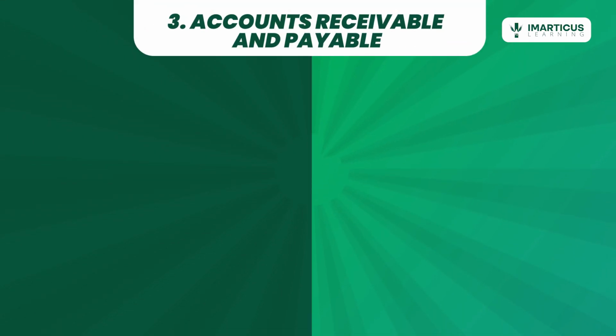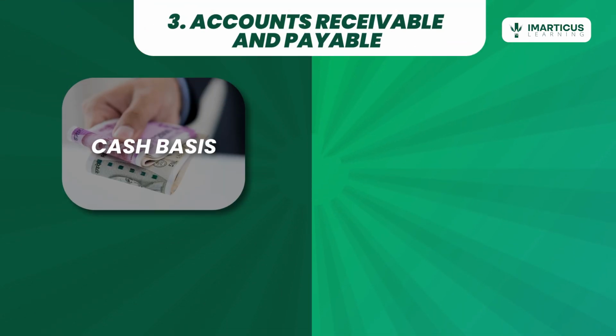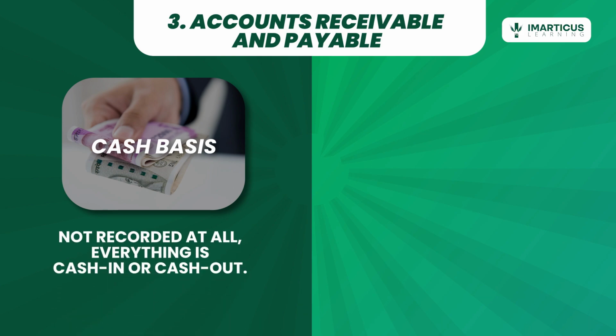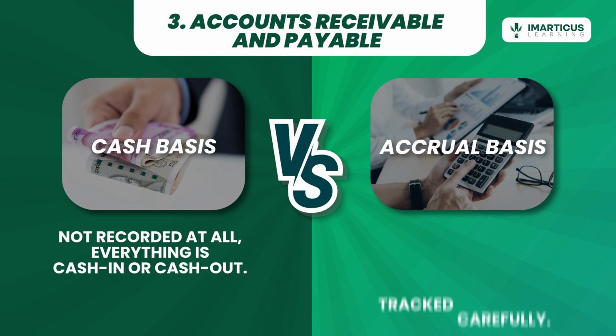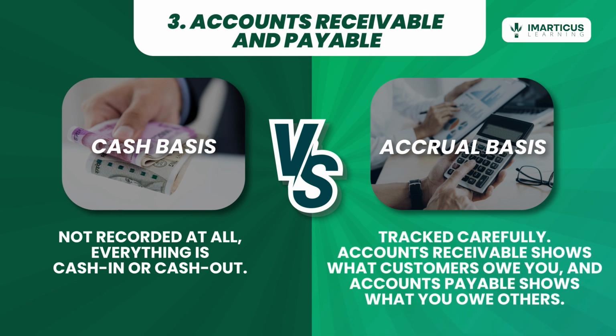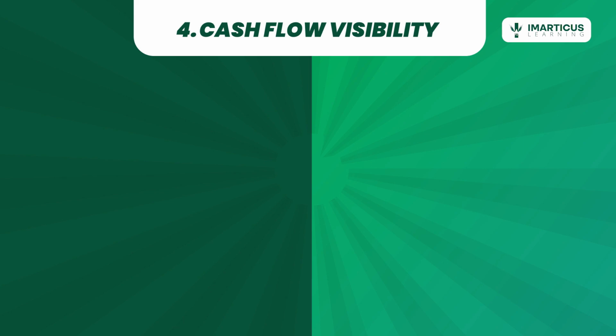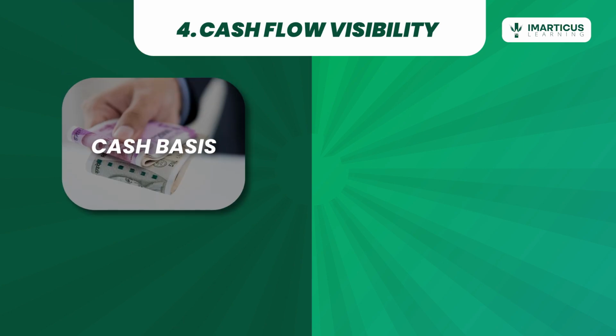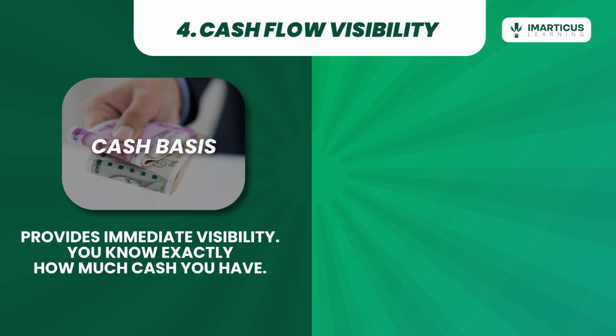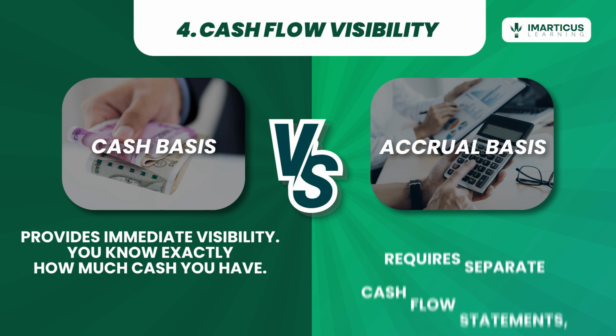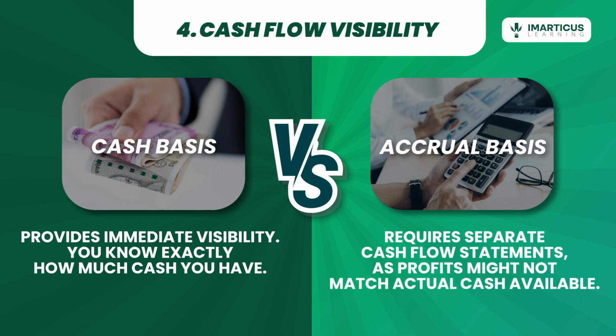Third, accounts receivable and payable. Cash basis. Not recorded at all. Everything is cash in or cash out. Accrual basis. Tracked carefully. Accounts receivable shows what customers owe you and accounts payable shows what you owe others. Fourth, cash flow visibility. Cash basis provides immediate visibility. You know exactly how much cash you have. Accrual basis requires separate cash flow statements as profits might not match actual cash available.